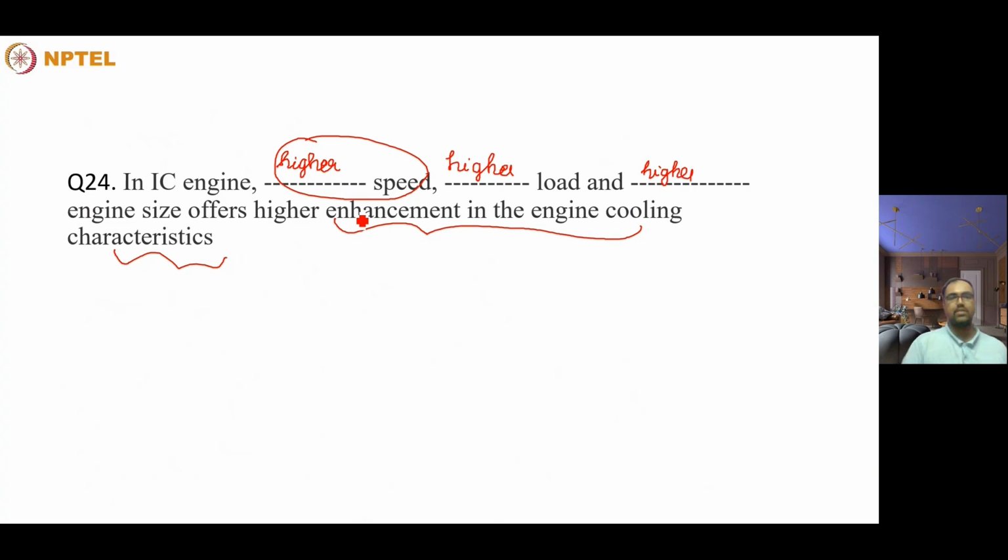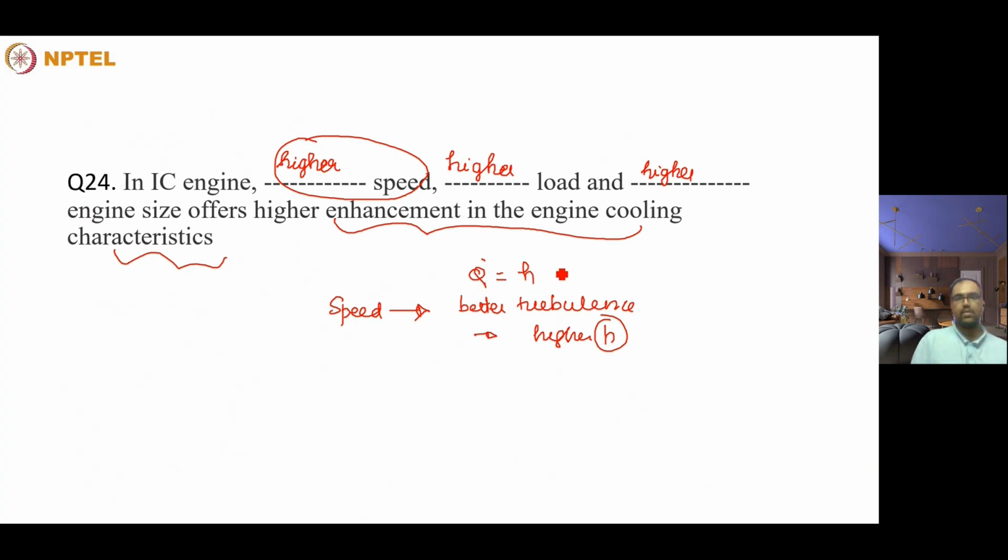As the area increases, total heat transfer increases. So in case of speed, better turbulence, higher h value. So heat transfer is equal to h A into delta T. So either h or A can be increased to increase the delta Q. So higher the speed, better turbulence and better heat transfer.